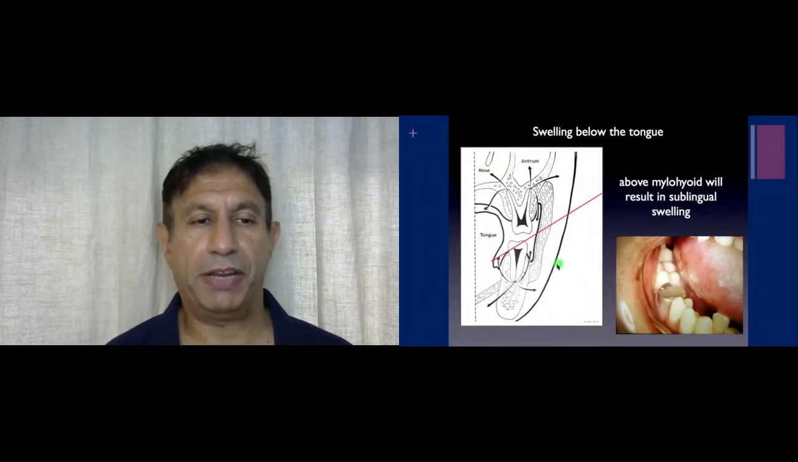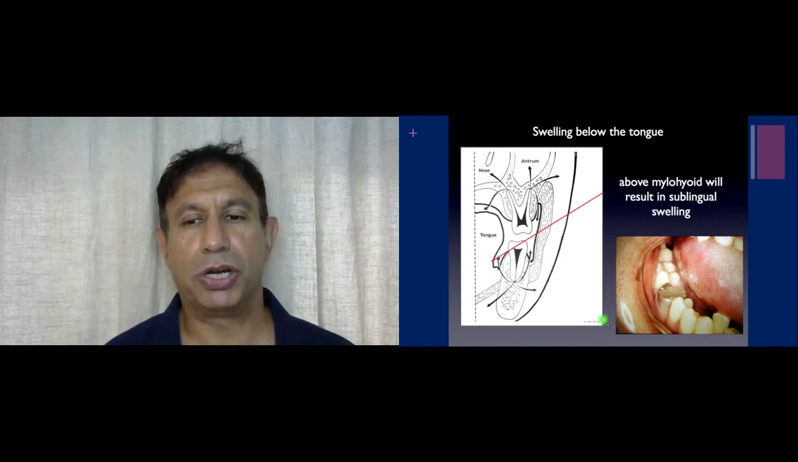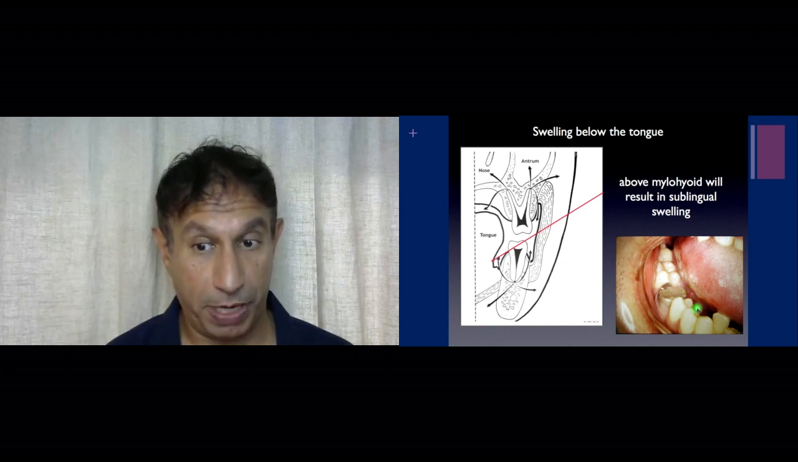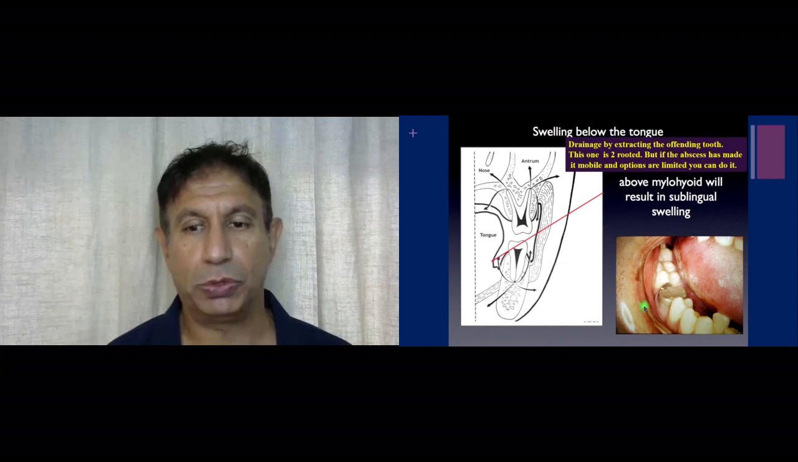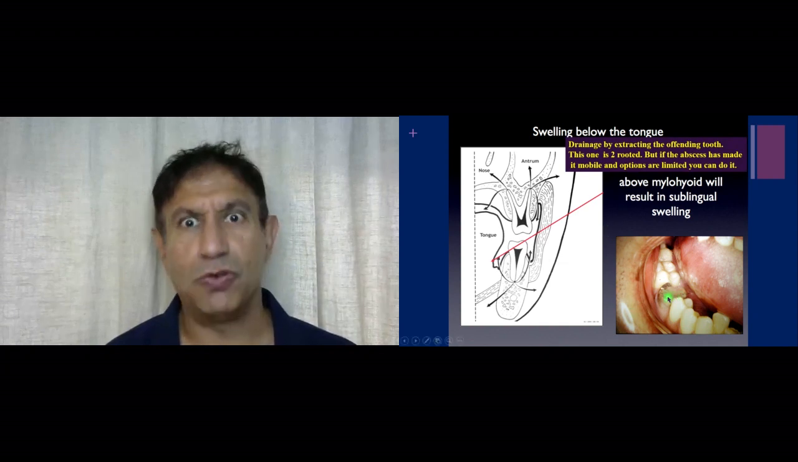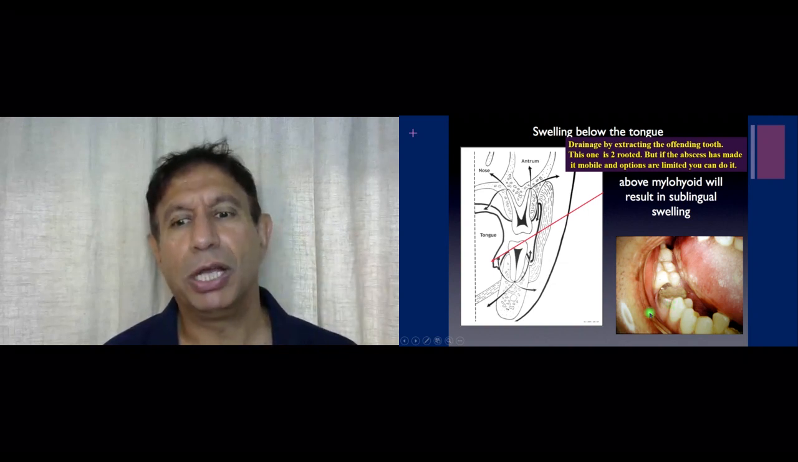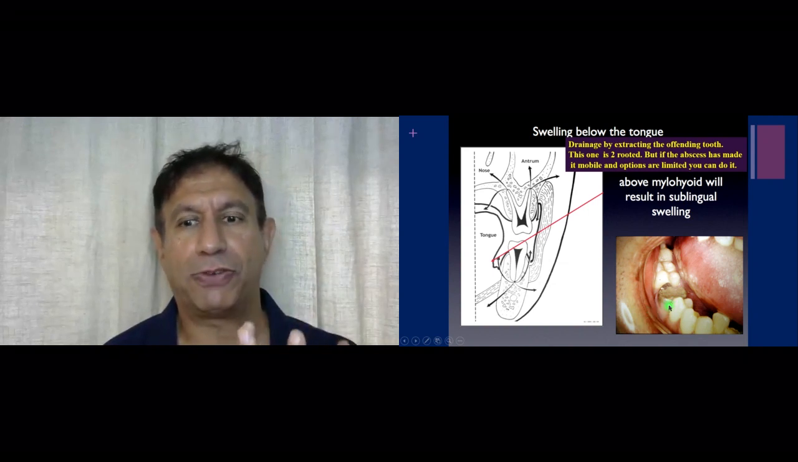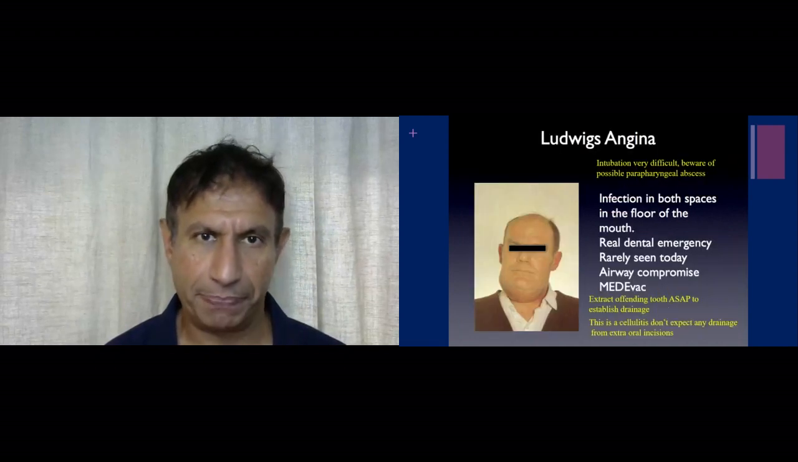What happens if the infection goes above the muscle attachment to the tongue side? You do not want to incise and drain there because there are big blood vessels in that area. However, if the tooth is very loose, mobile, you can extract the tooth, and by extracting it you will get enough drainage from the extraction socket, and that would relieve the pressure in that area.